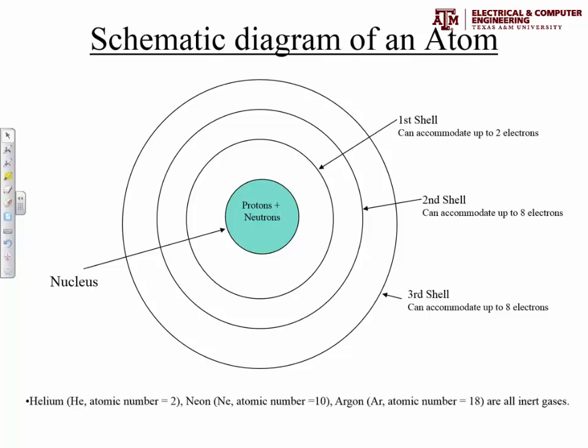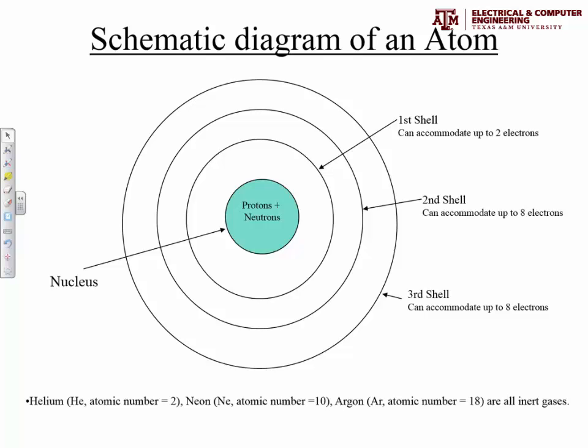If you look at helium, helium is an inert gas. It has an atomic number of 2, so only 2 electrons. If you look at a helium atom, it's going to have protons and neutrons here, and then only 2 electrons completely filling up the innermost shell. That is the reason why helium is unreactive. It's an inert gas. It doesn't react with anything.